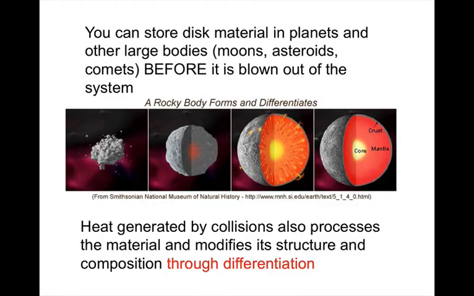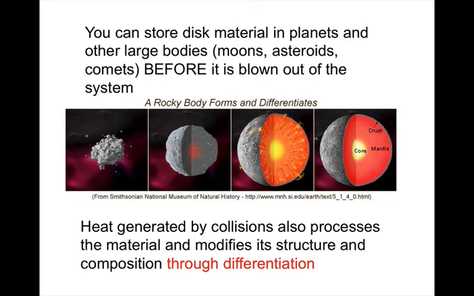Another thing about this picture of planet formation is that you need to store this material in planets before the disk is dissipated. So you have to form planets very early on in the disk lifetime, otherwise you don't have any material left over. And in particular, you need to have gas left over in order to make giant planets, which I'll talk about in a minute.